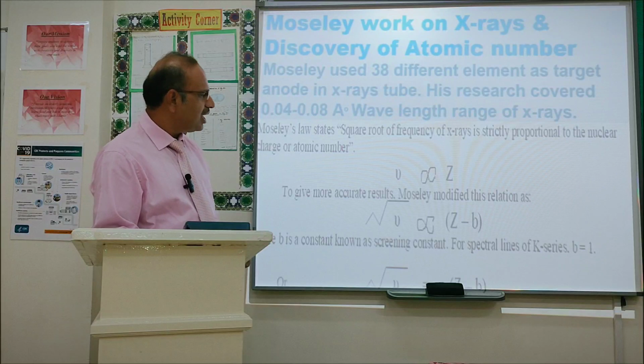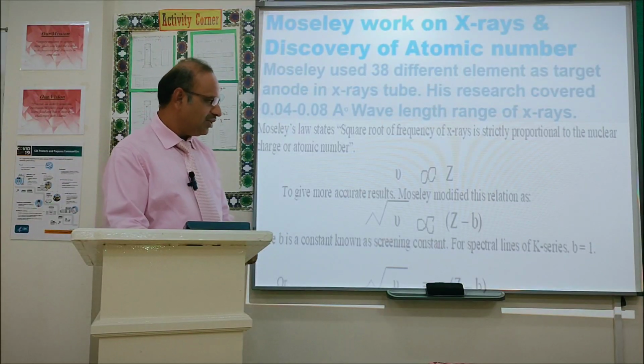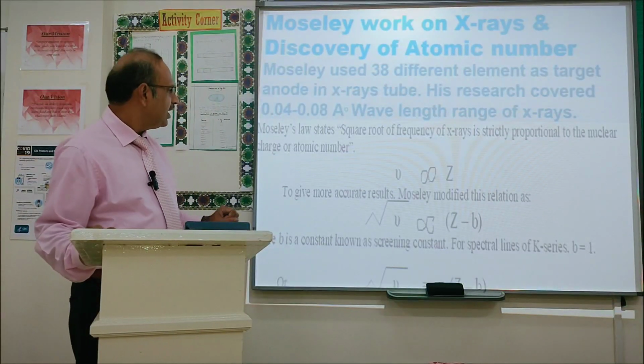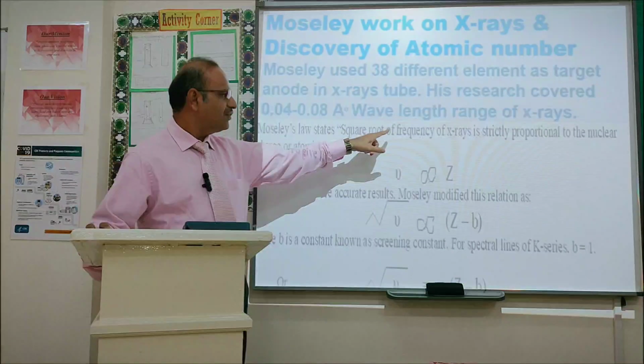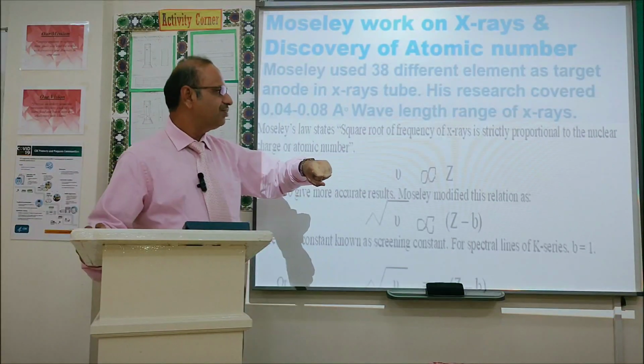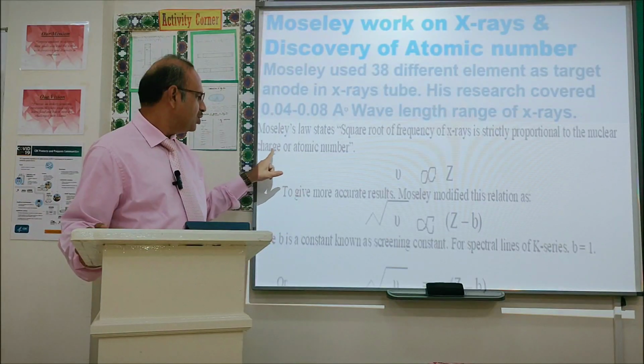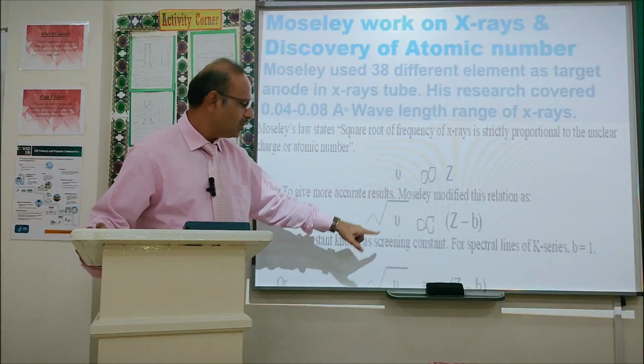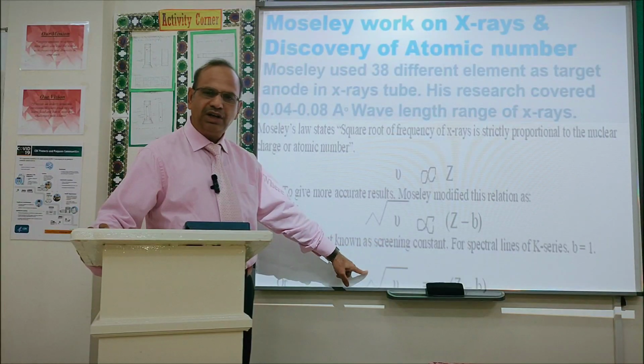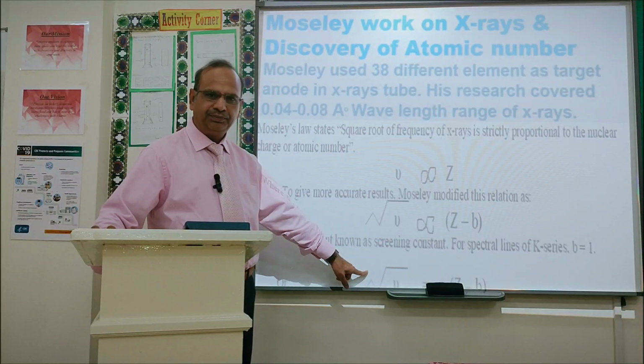So what is Mosley's law? Mosley's law is this one. The square root of the frequency of X-rays is directly proportional to the nuclear charge or atomic number. So this equation is called the Mosley equation.